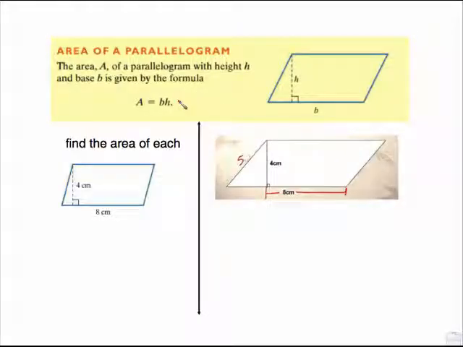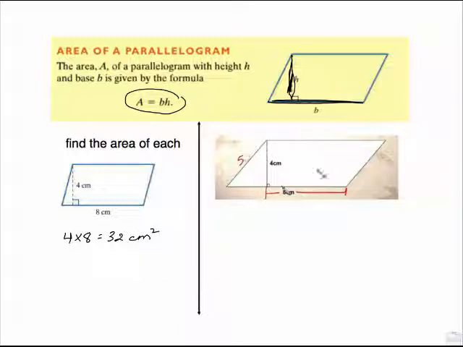The area of a parallelogram is this formula. Area equals b for base times height. The base is this right here, and the height is referring to the perpendicular distance. So find the area of this. This is just a 4 by 8, which is 32 square centimeters.